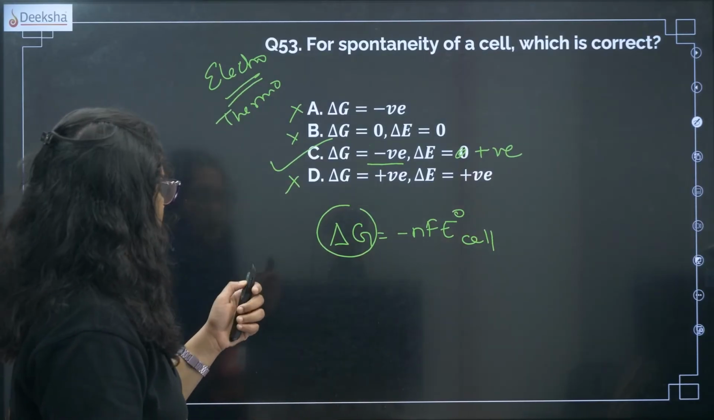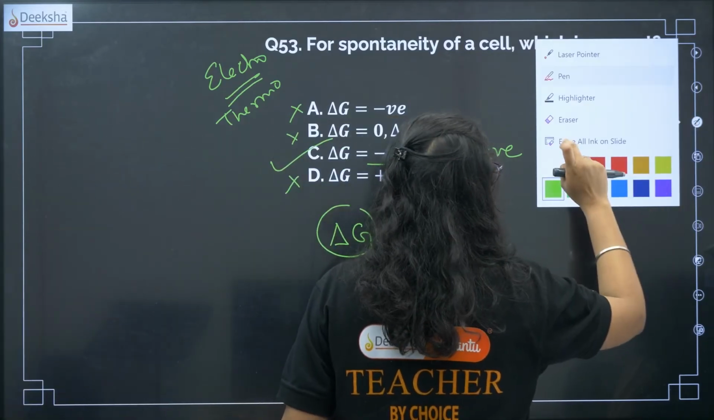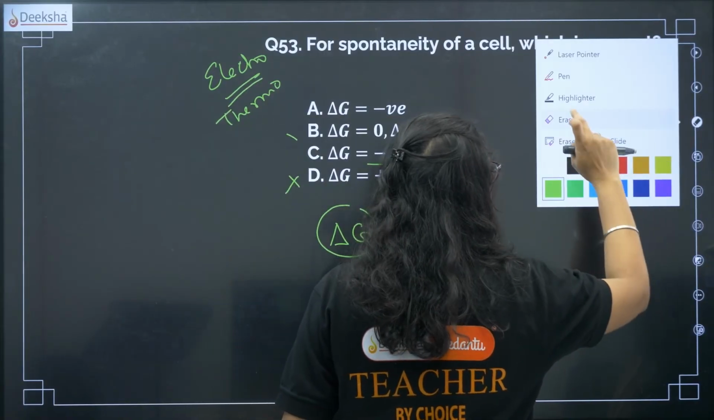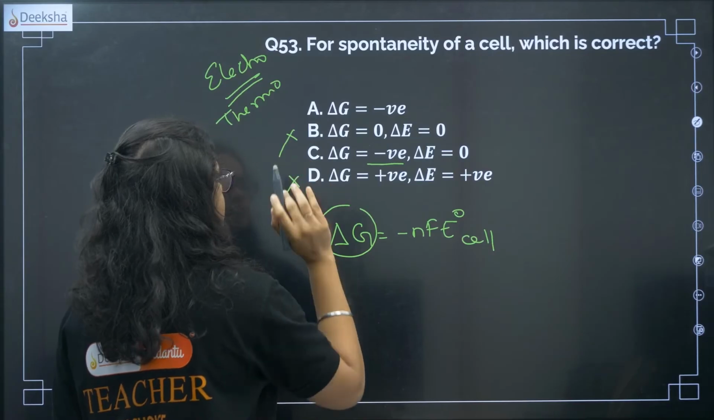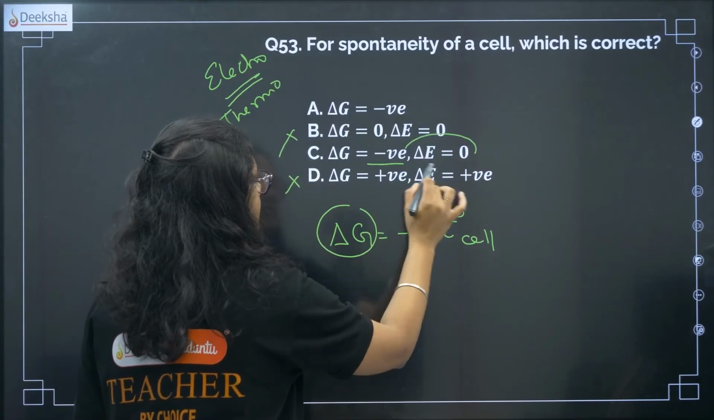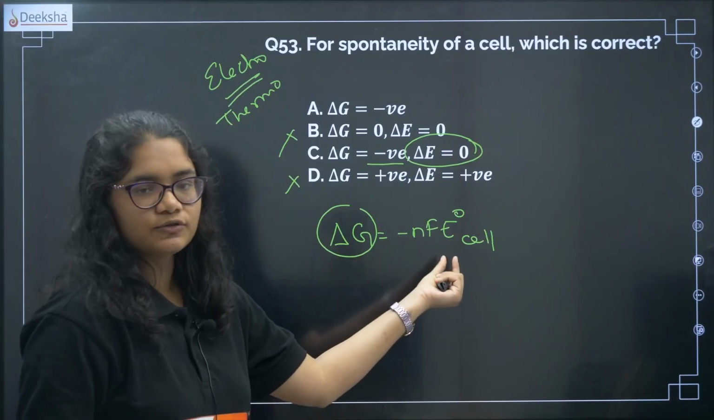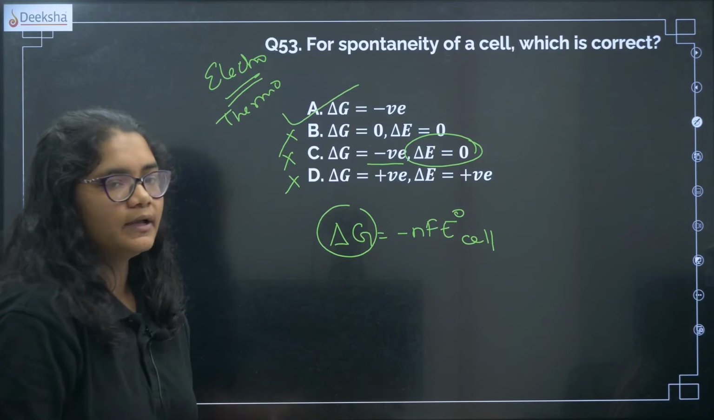Okay. Next. I think the question is correct only. Okay. Let us see. Now we need that for a spontaneity of a cell, for any spontaneous reaction, delta G has to be negative, right? So there is nothing related to delta E. Okay, if delta E becomes 0, then delta G will also become 0. So this also cannot be the answer. The correct answer will be option number A.